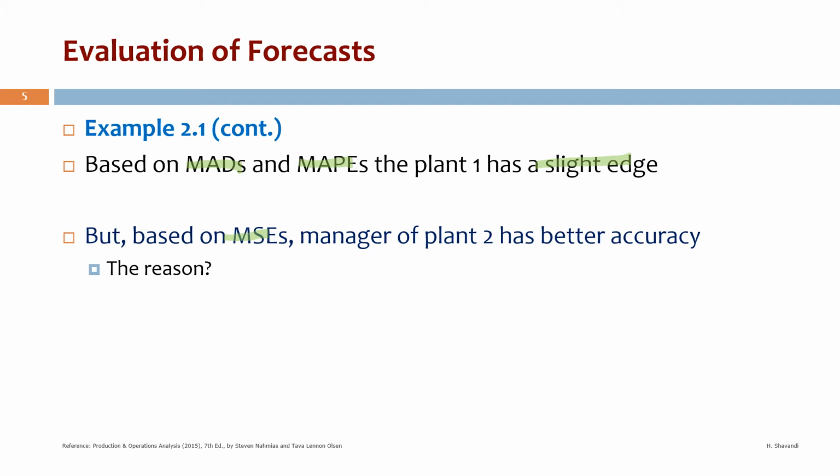If we consider the errors in the table in the previous slide, we see that the maximum error, which is 7, belongs to plant 1. And since in MSE we are considering the squared values, this measure is more sensitive to large errors, right? So because of that, plant 2 has better performance than plant 1, because the maximum error, which is 7, belongs to plant 1. Okay.